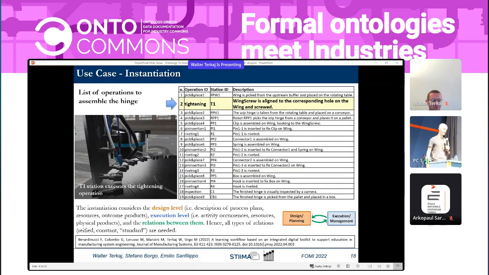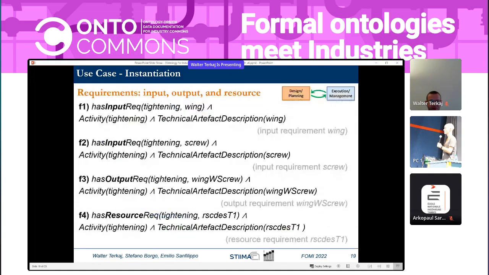Now for the use case instantiation, this is the use case that Walter was presenting before. I will quickly go through the tightening task, which is a task within a more complex manufacturing plan, which has as outcome the hinge that Walter was telling you before. Again, what is important to take into account is that in order to represent the example, we need to represent the design level, so all the description about this object, and what's happening in the manufacturing site, the execution level, so the physical objects themselves, and then the relationship between them. So the description level and the physical level. Okay, next slide.